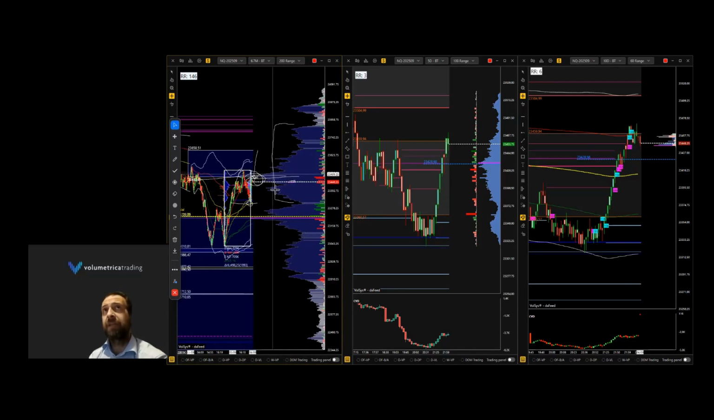If that fails, here too we have the possibility of a recovery, and potentially the level where you can expect a supportive reaction is around 23,320 to 23,300. And, possibly, well, here too we can consider a scenario where a bullish move is more likely.